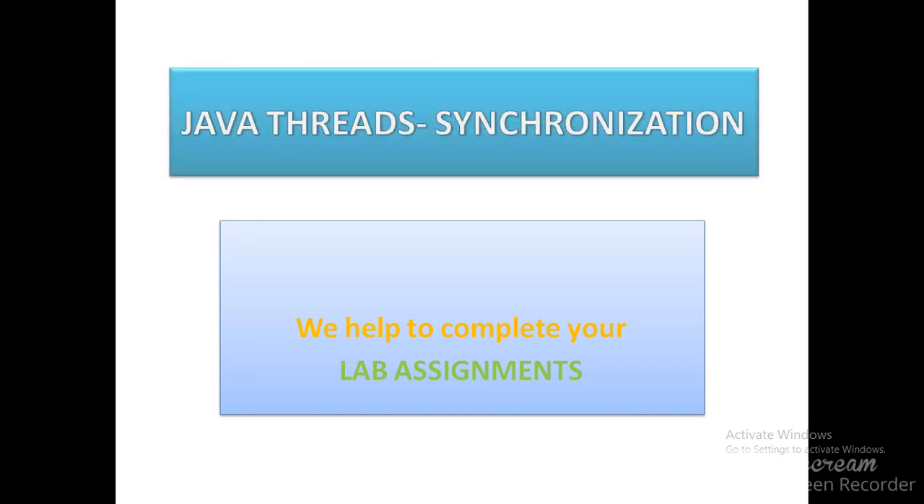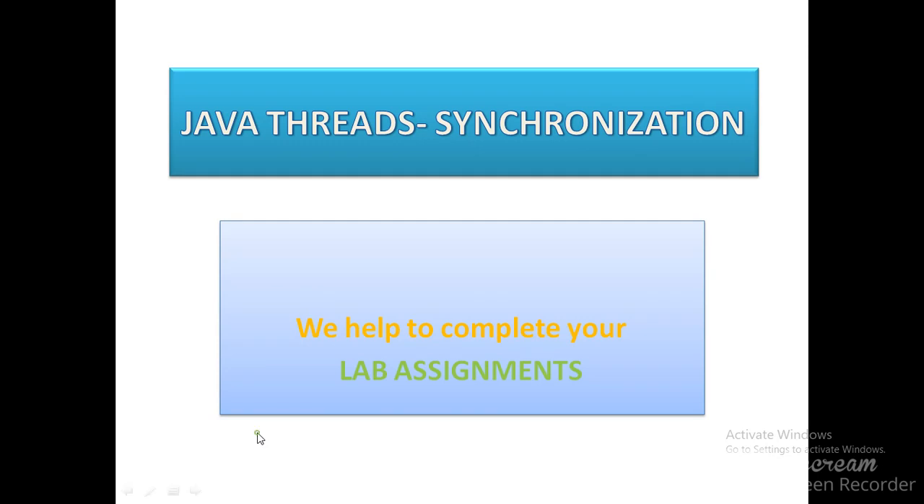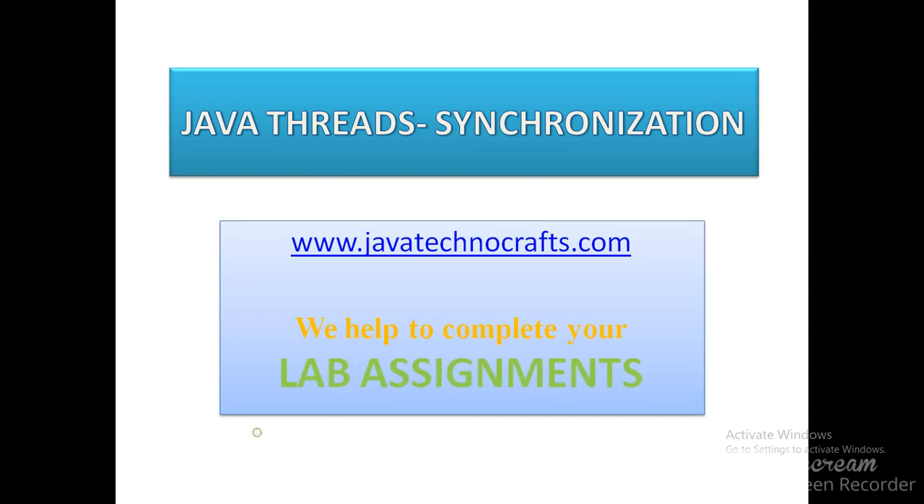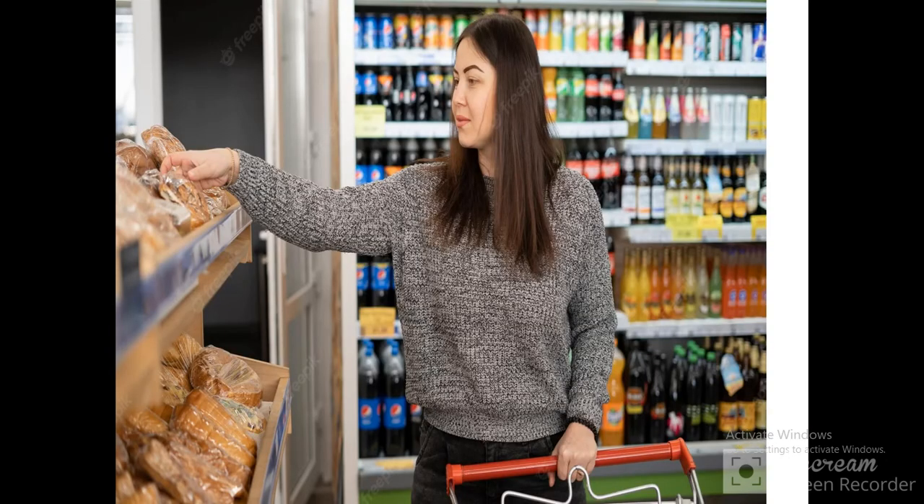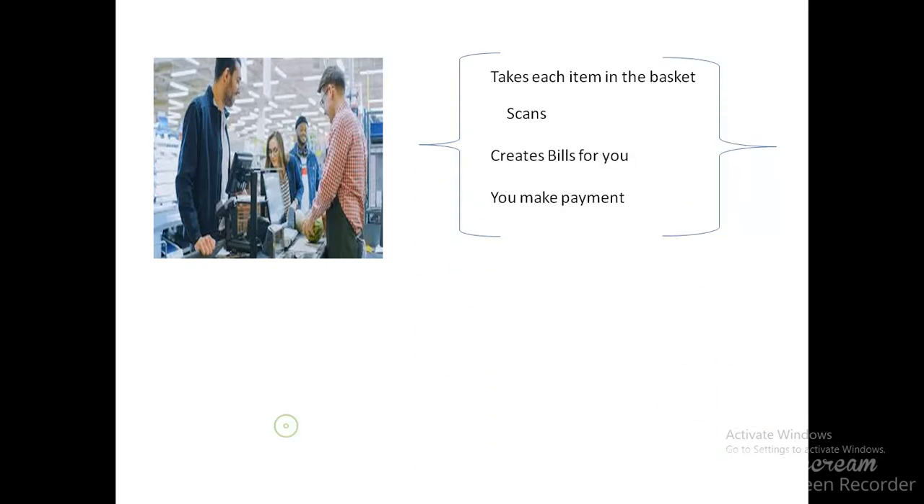Let's take a real-time scenario: a grocery store. After the customer completes shopping, they visit the counter to make the payment. The counter operator scans the items and prepares the bill for the payment, right? Once the bill is prepared, the customer pays for it. So the operator takes each item in the basket, scans it, and then prepares the bill for you, and you make the payment, right?